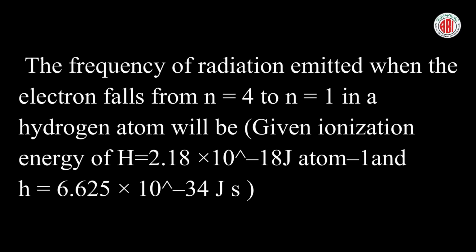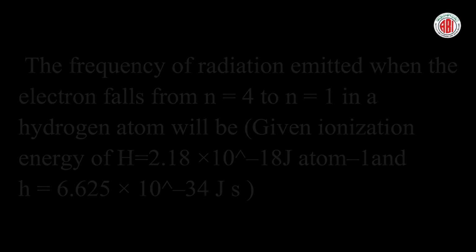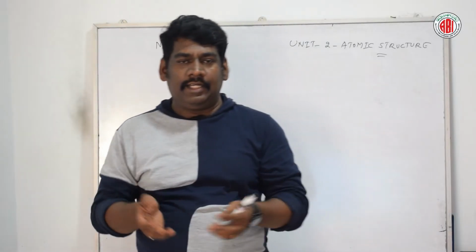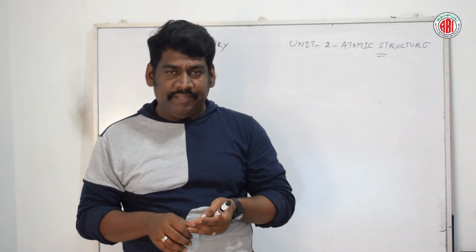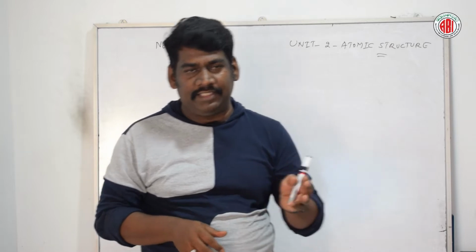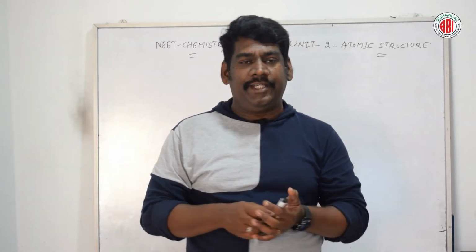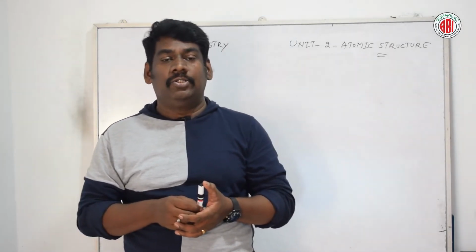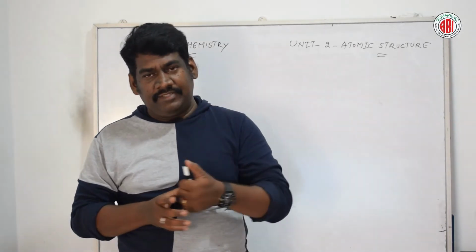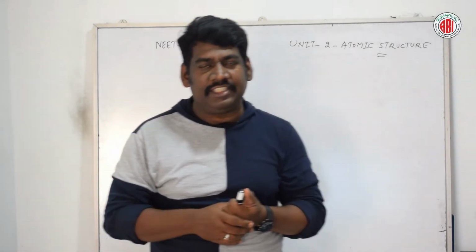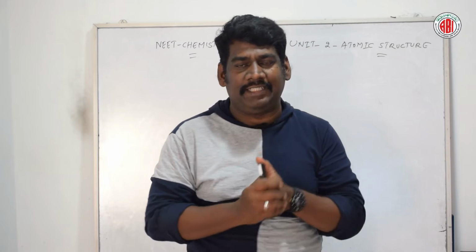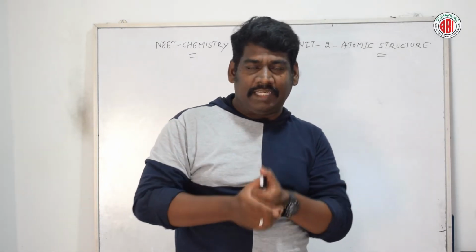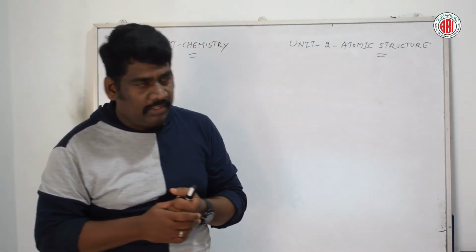The frequency of the radiation emitted when the electron falls from n equal to 4 to n equal to 1 in a hydrogen atom, that will be... In this question, the given ionization energy of hydrogen is 2.18 × 10^-18 joule per atom, and the value of Planck's constant h is given as 6.625 × 10^-34 joule second. Let us see how to solve this problem.